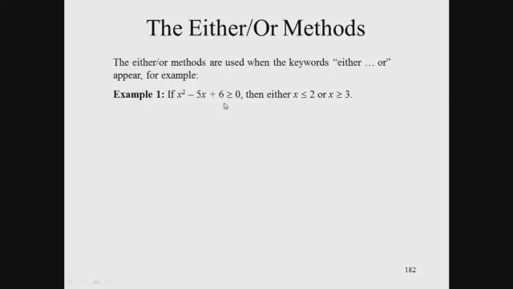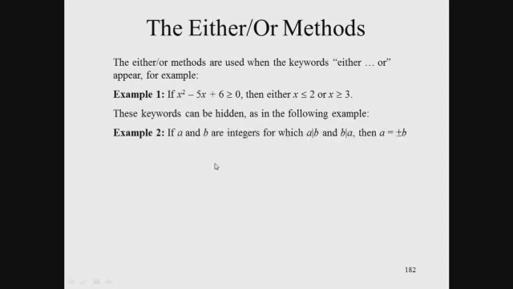If x squared minus 5x plus 6 is greater than or equal to 0, then either x is less than or equal to 2 or x is greater than or equal to 3. These keywords can be hidden. For example, if a and b are integers for which a divides b and b divides a, then a equals plus minus b. Where are the keywords either-or here? In the plus or minus b, a could equal positive b or negative b. Exactly. That is, either a equals plus b or a equals negative b. So watch out for these hidden keywords.